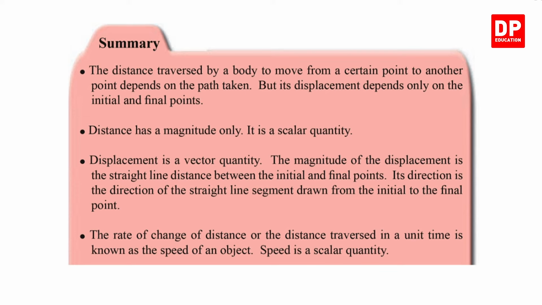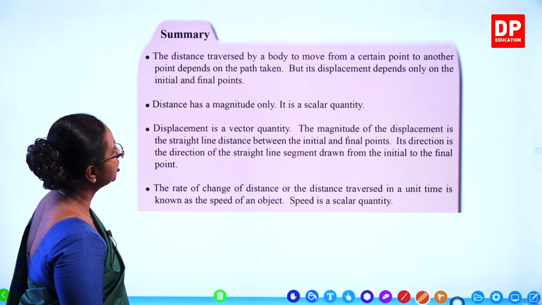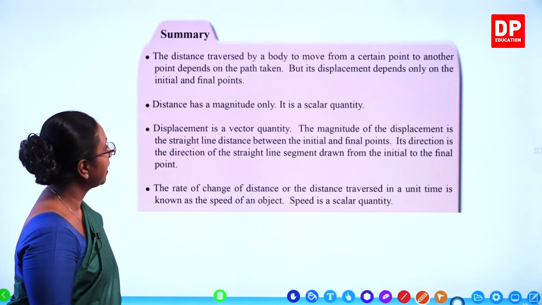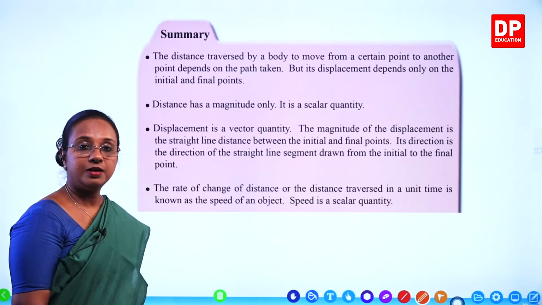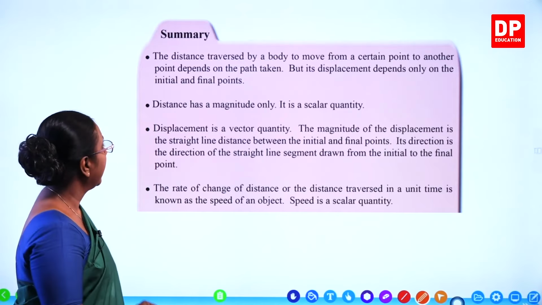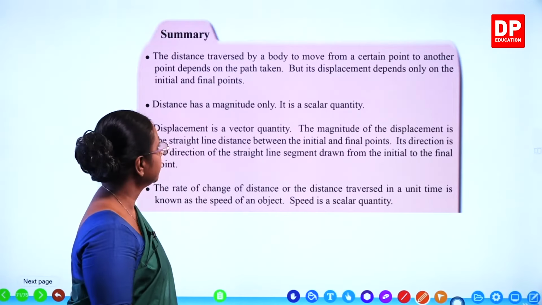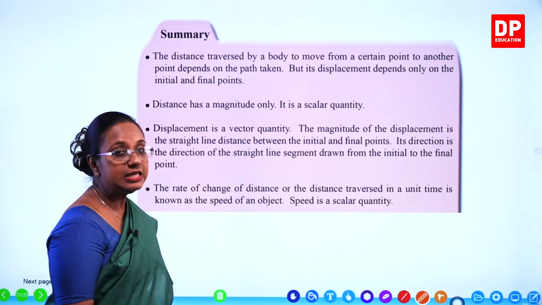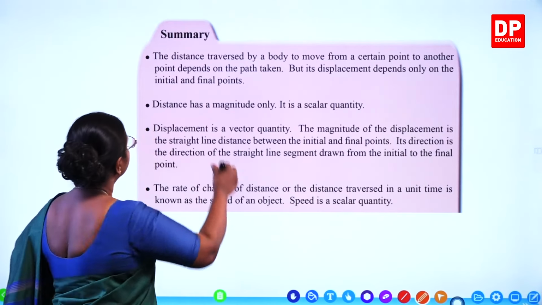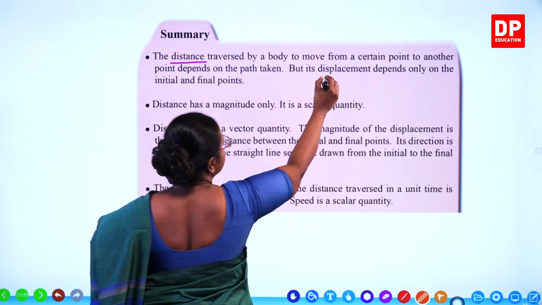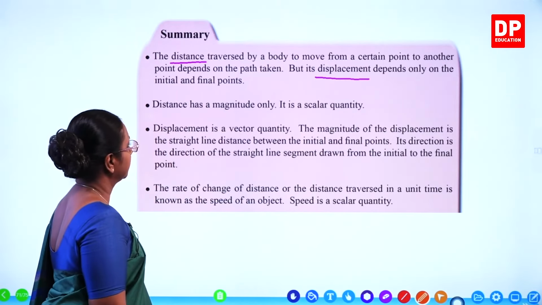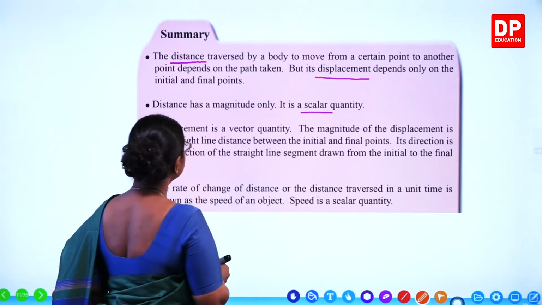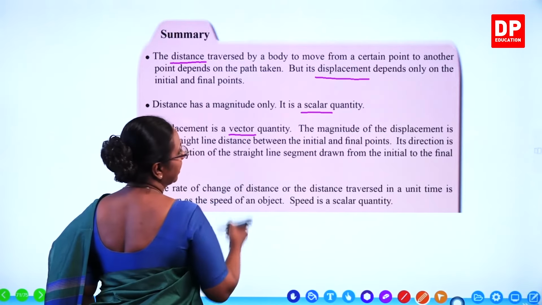The summary: the distance traversed by a body to move from a certain point to another point depends on the path taken. That is what we call the distance, and it is a scalar quantity, but its displacement depends only on the initial and final points. So here you know the difference between distance and displacement. Distance has a magnitude only, therefore it is a scalar quantity. Displacement is a vector quantity.